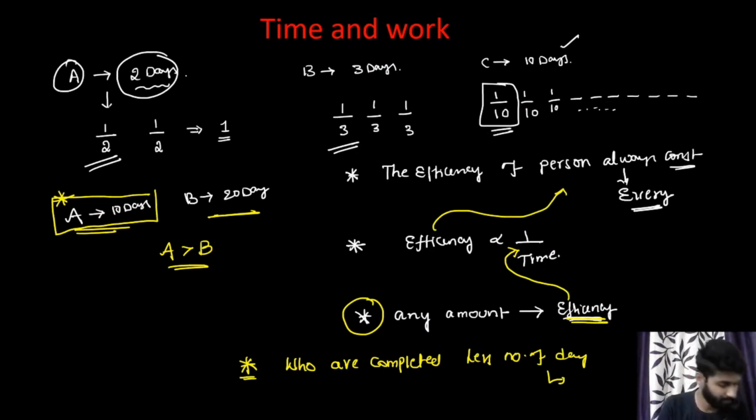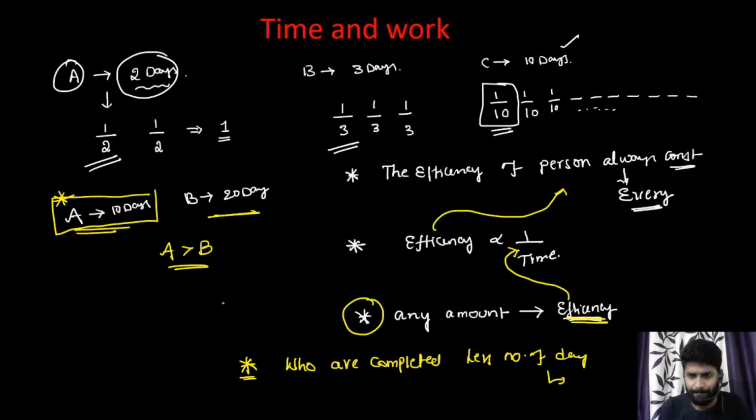Everyone is clear? Okay, still, is there any doubt in the concept? So we learned 4 different points. What are the 4 points I taught you? Efficiency of a person is always constant each and every day. Efficiency is inversely proportional to the time. Any amount, if you want to distribute it, is distributed based on the efficiency. And whoever completes in fewer days can be indicated as the most efficient person. Clear?